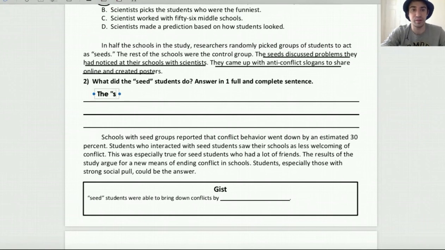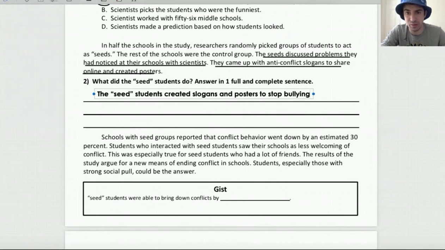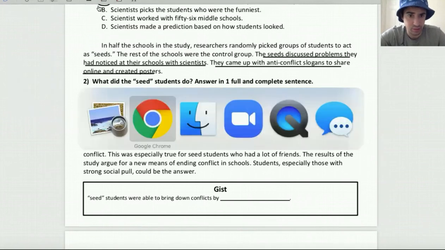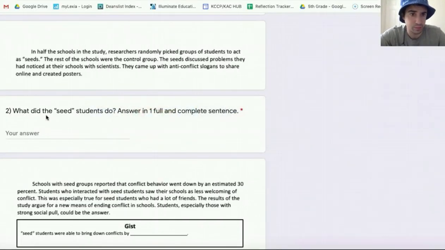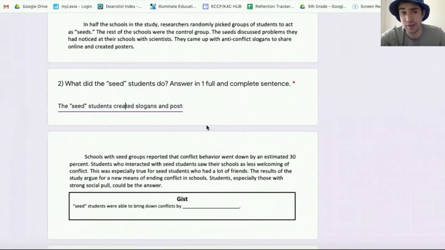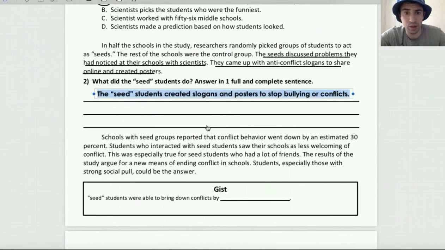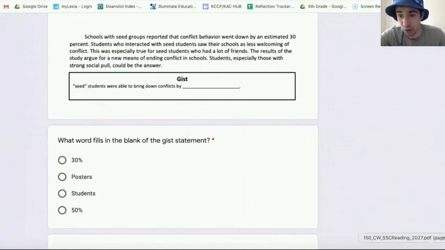The seed, and I'm turning around this question to a full emphasis, the seed students created slogans and posters to stop bullying or conflicts. Now I'm going to take that and put that into my Google form, just like this. I got to copy it in, but you can type it in, then you can keep on going. We got one more paragraph to read before we're going to look at a text feature. Let's read, shall we?